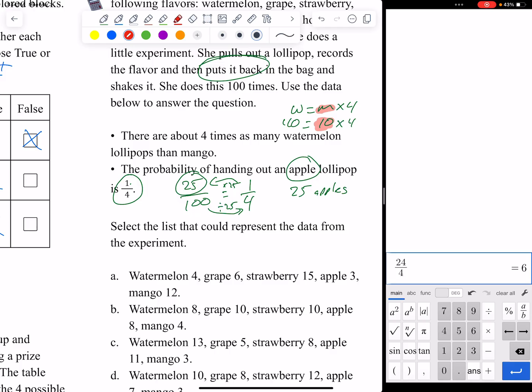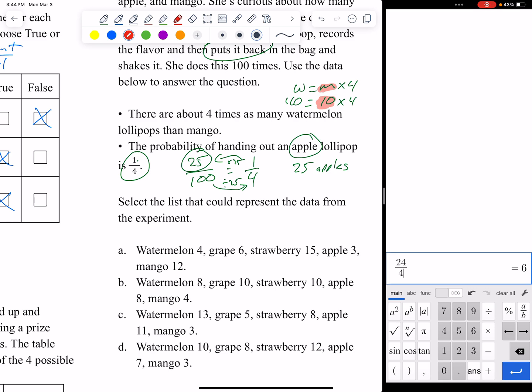So now let's look at our information here. Watermelon, 4. I care about watermelon, so let's start with that one. And mango was 12. No, there should be more watermelon, so that's wrong. So 8 and 4. No, that is double, so that's wrong. Oh, this is going to be easier. I think I did it the long way. So watermelon 13, mango 3. 3 times 4 gets me close. But so does that one. 3 times 4 gives me close-ish. I think C is probably better, but let's just check the other one.